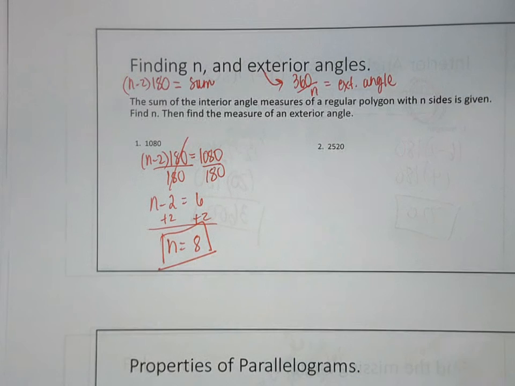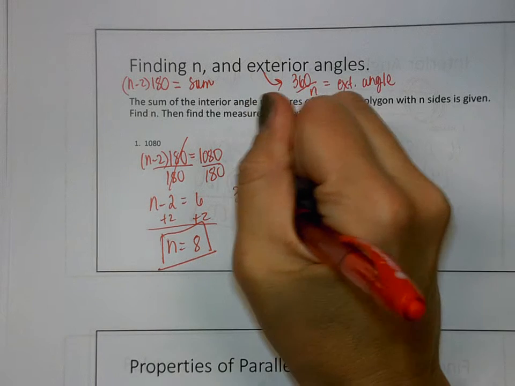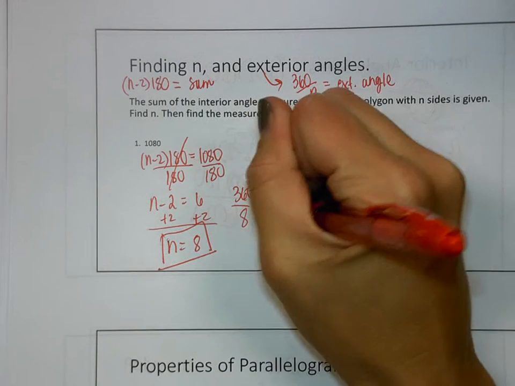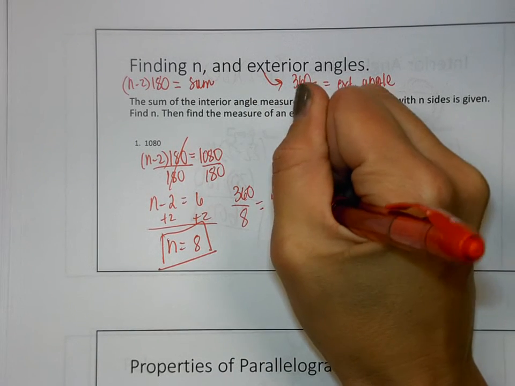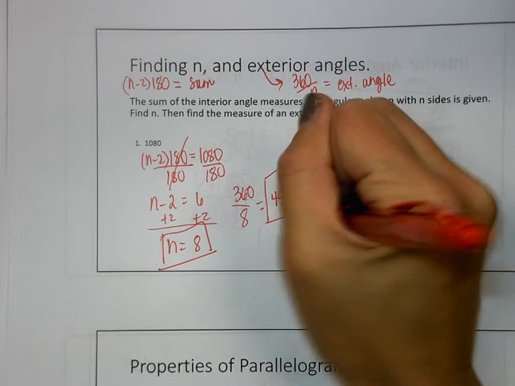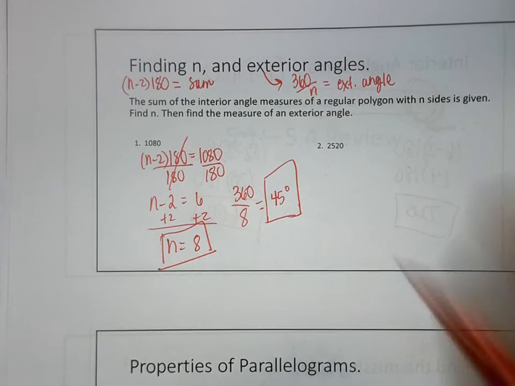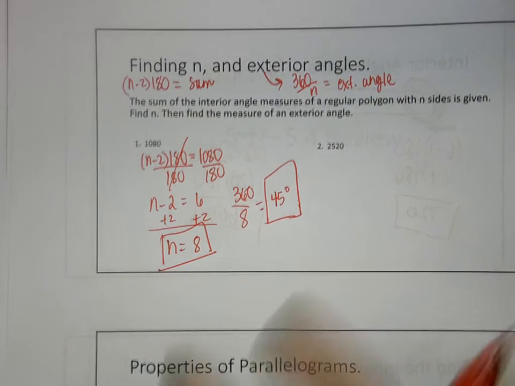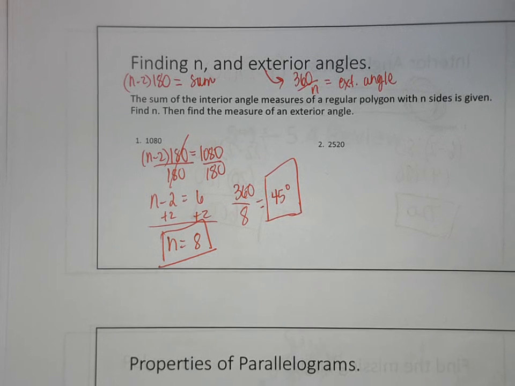So that is half of my answer, but we're looking for 2 answers. The other answer they want to know is my exterior angle, right? What is each of my exterior angles? So what do I do to find that? Good, 360 divided by 8, and that equals 45 degrees. Okay, so we have two answers there, 8 and then 45 degrees.